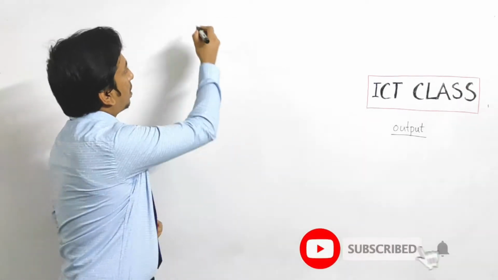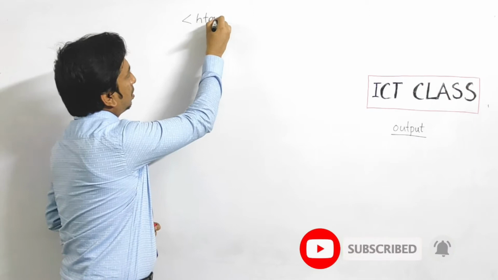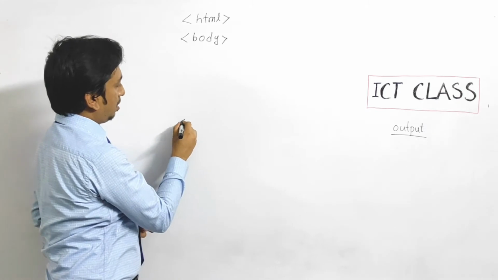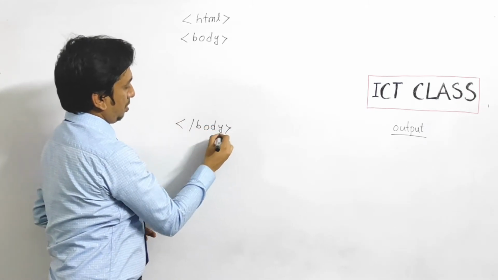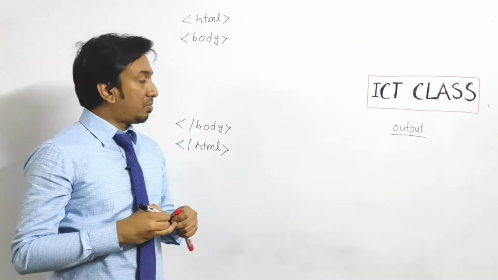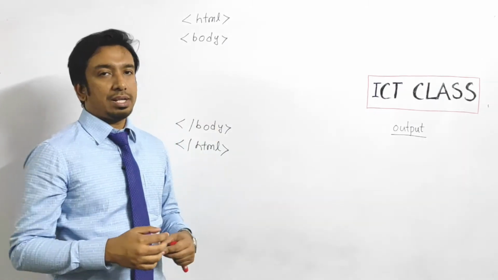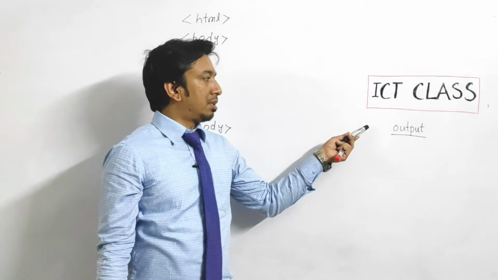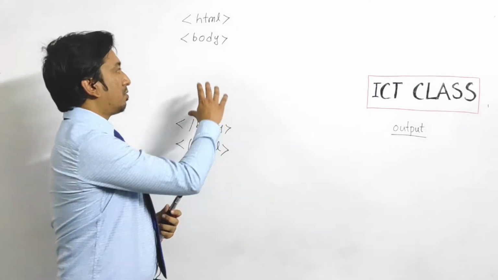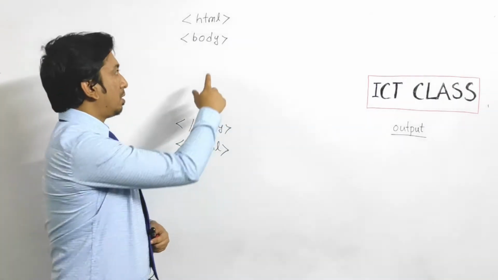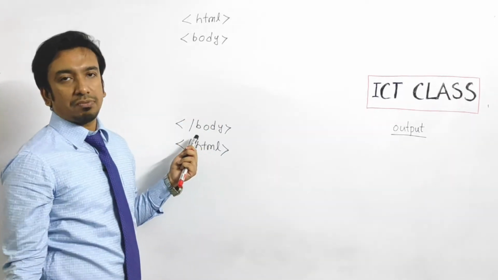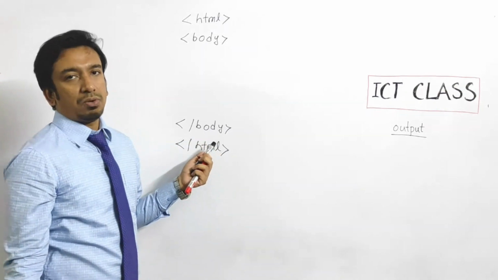First of all, you have to write html, then body, and here body close and html close. This is our structure to write HTML, but here we have to show this result. So we have to write inside the body portion. Here you can see a gap between body open and body close. Body is the opening tag, and with a forward slash, this one is the closing tag.